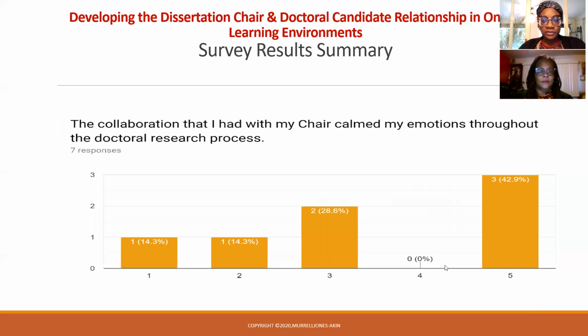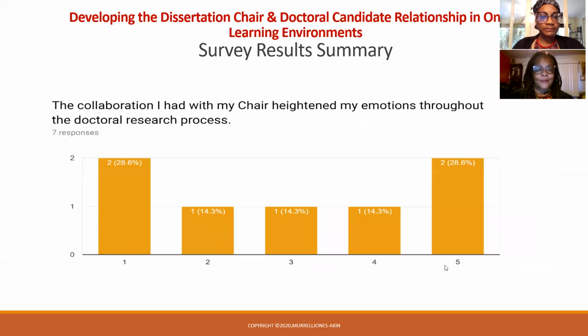As it relates to collaboration, we see that 42.9% believe that their chair calmed their emotions throughout the entire process. However, that leaves the other 60 some odd percent that felt that the chair did not calm their emotions throughout the entire process. Now, when we look at whether or not the chair heightened their emotions, made things more fearful or more anxious in the process, we find that only 28.6% said that they did not heighten their emotions. However, the majority, close to 70%, said that the chair did indeed heighten their emotions throughout the entire doctoral research process.